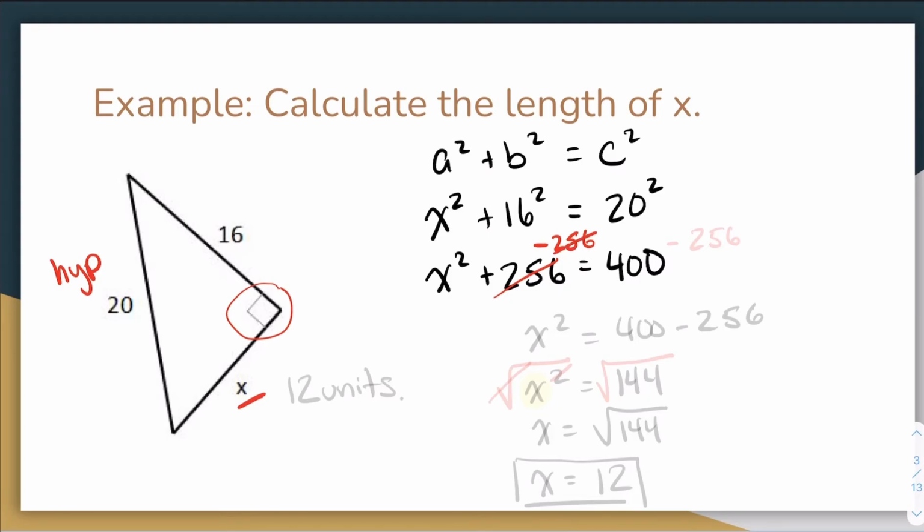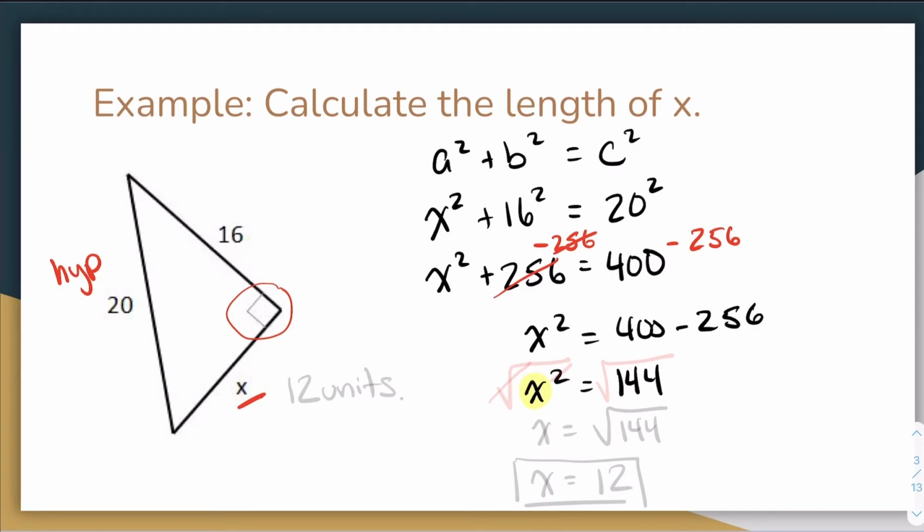However, whatever I do on one side of the equation, I have to do on the other side. That leaves me with x squared equals 400 minus 256. If I simplify that, I'll just get x squared equals 144. I still need to get x by itself. Right now we have x squared.